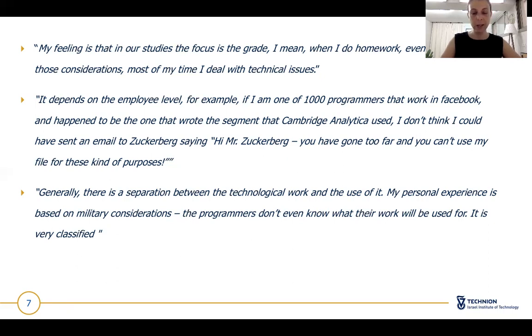Another understanding is the importance of the local context, in this case, the Israeli context. Many of the technological development in Israel and the high-tech society is based on defense and military technological development. And the students are coming with this state of mind. "Generally, there is a separation between technological work and the use of it. My personal experience is based on military consideration. The programmers don't even know what their work will be used for. It is very classified."